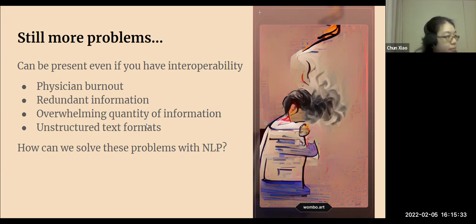Also, there is redundant information because oftentimes, when doctors try to make a new chart for a patient, they copy and paste information from the previous chart. If the patient has already been seen by a different healthcare practitioner, then there will be leftover information that they could incorporate into the new chart very easily. So often they just copy and paste information from previous charts.